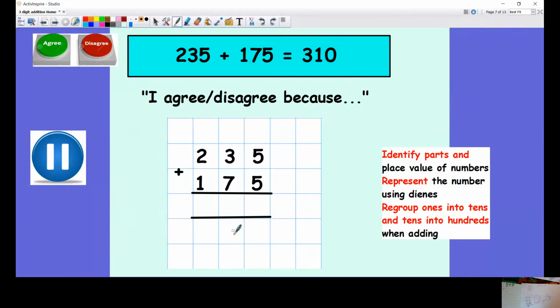So, got a bit of a reasoning question here. 235 add 175 is equal to 310. I agree, I disagree, because. Why? So use your steps of success to help you with this.